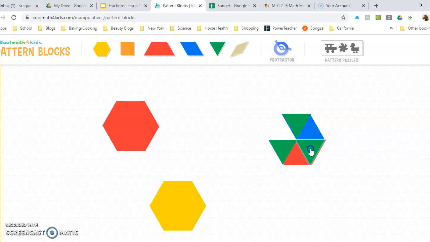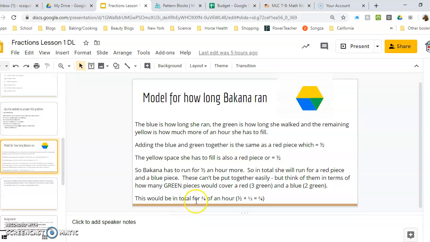You have another one there, that's 3. Another one here, if I flip it over, is 4. And then another one here is 5. Ooh, that's kind of ugly. So the red piece and the blue piece is the same thing as 5 green pieces, all right? So 1/2, which is our red piece, plus 1/3 is equal to 5/6 of an hour. So she walks for 1/6 of an hour and she runs for 5/6 of an hour, right?